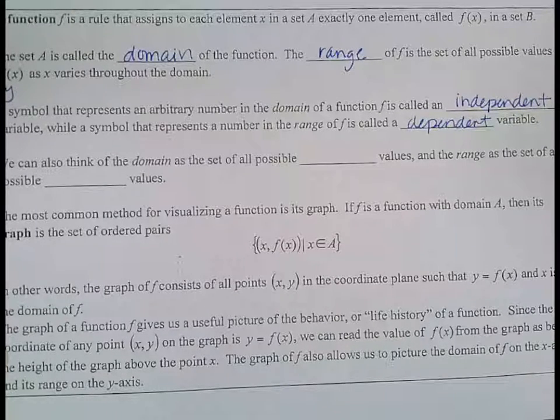But yes, question, Megan. What's an arbitrary? I think of it as not random, but that's kind of how I think of it. So an arbitrary number could be any number in the domain. Yeah, arbitrary number, any number in the domain.